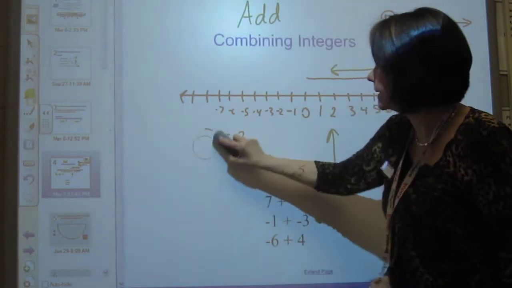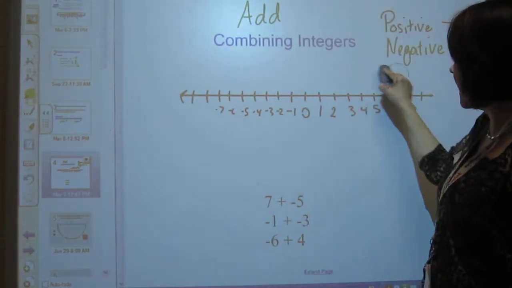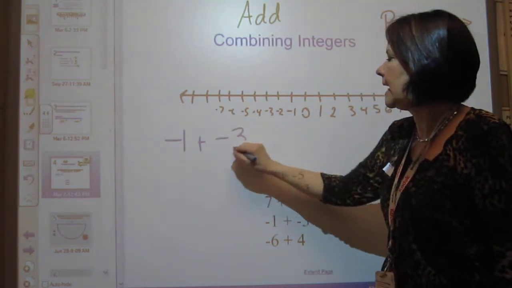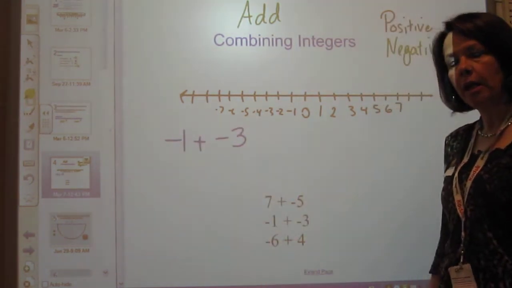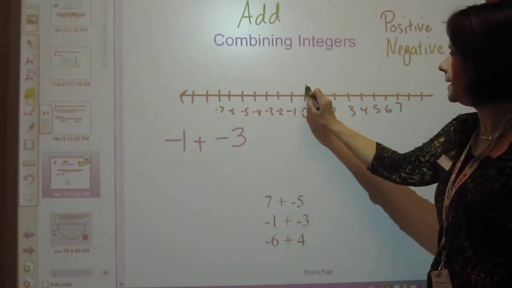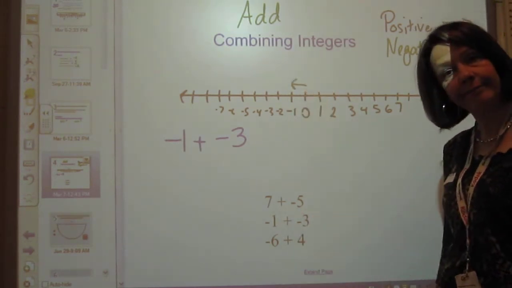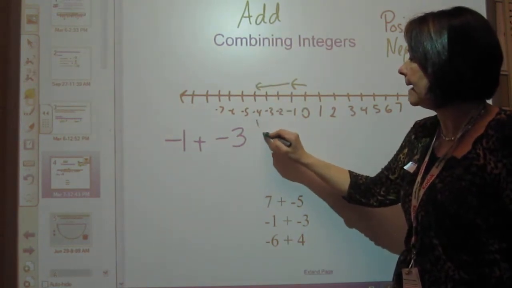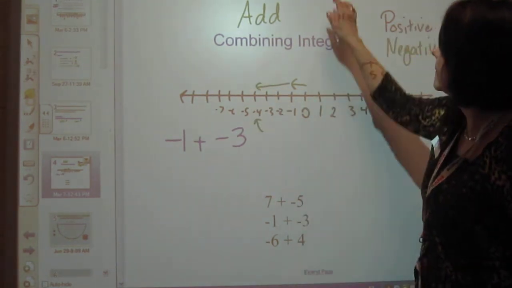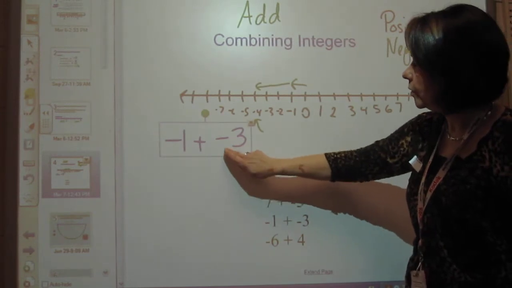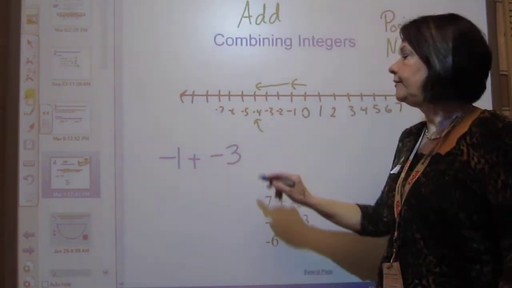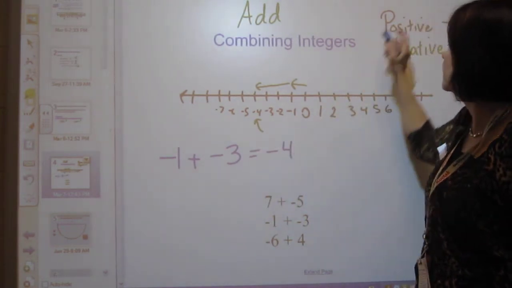Okay, let's look at another one. We're going to look at -1 plus -3. In this case, we're going to start at 0. We're going to go 1 left, -1, and we're going to go 3 more left. End up at -4. So we find that -1 plus -3 is -4.